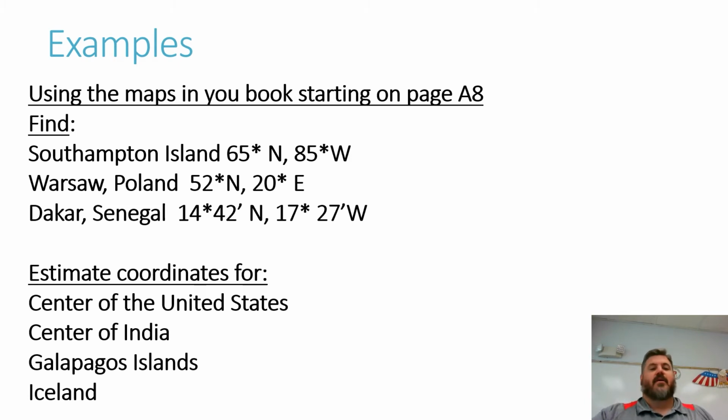After that, I want you to be able to find the center of the United States, the center of India, the Galapagos Islands, and Iceland. And I want you to write out their location using the formula that you see above. 65 degrees north, 85 degrees west is an example of how you would write out the location on a map. Now, we're not going to get into degrees and minutes.